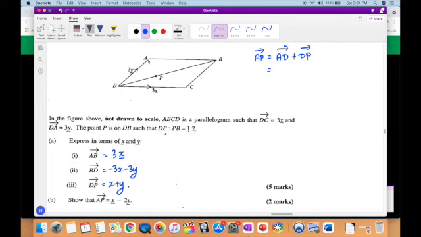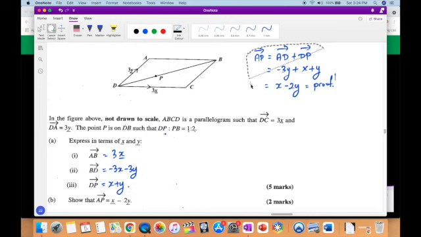So AD is minus 3y plus DP, we can see, is x plus y. And now we can see that y minus 3y is minus 2y. So we have here x minus 2y, which is the proof. You okay with that, Scotia? Okay. Did you get this?